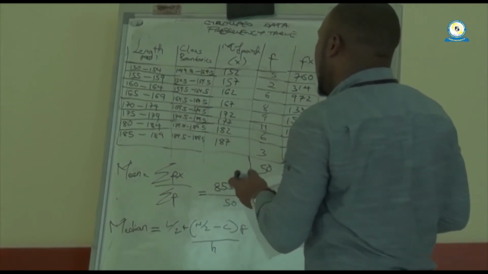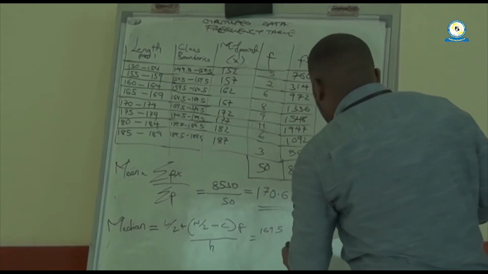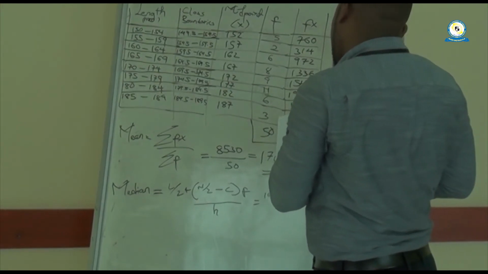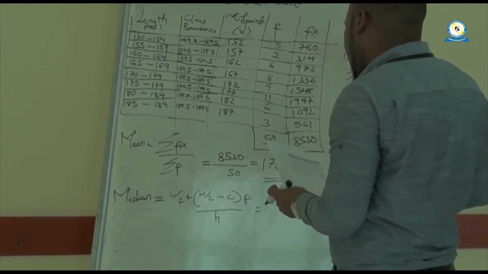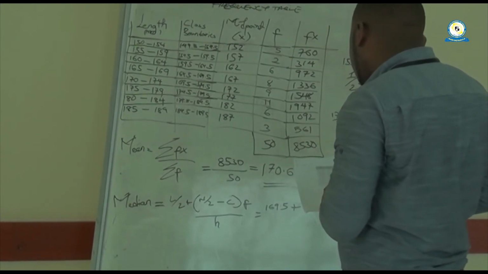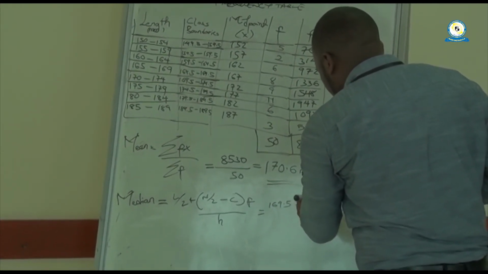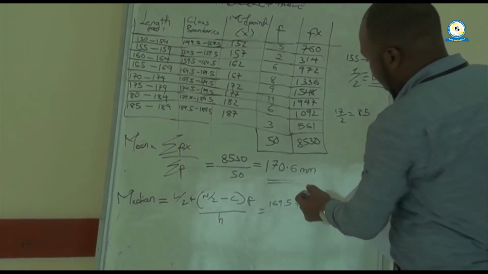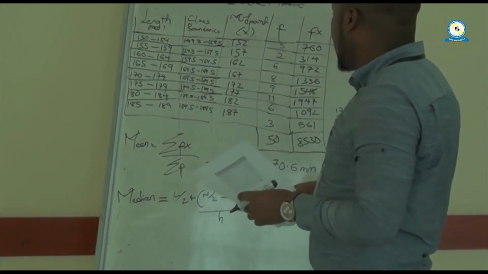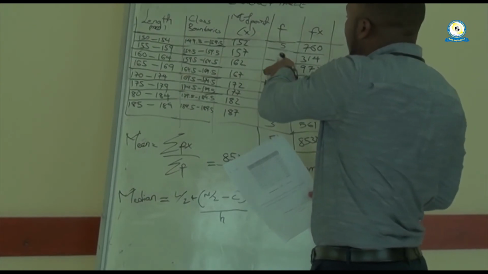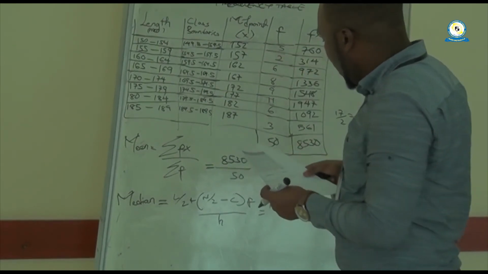Okay, this is our lower class boundary, 169.5. We're now plugging in the information: the lower class boundary of the median class, plus the total frequency, which is 50, divided by 2, minus 21, the cumulative frequency preceding the median class. So you add these ones, 8, 6, 5, and you get 21.